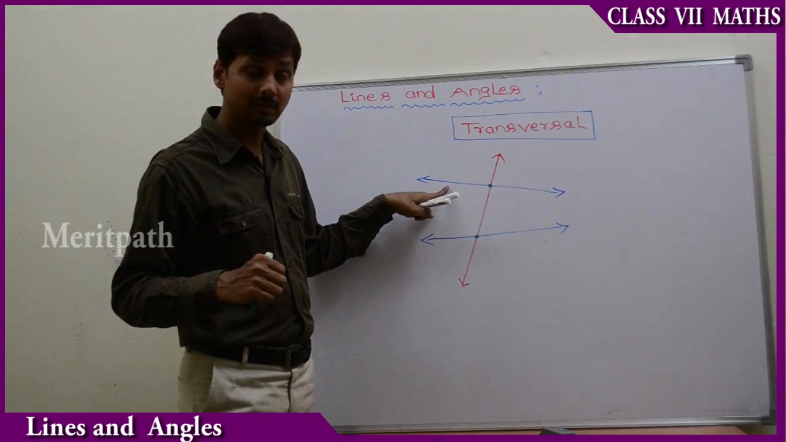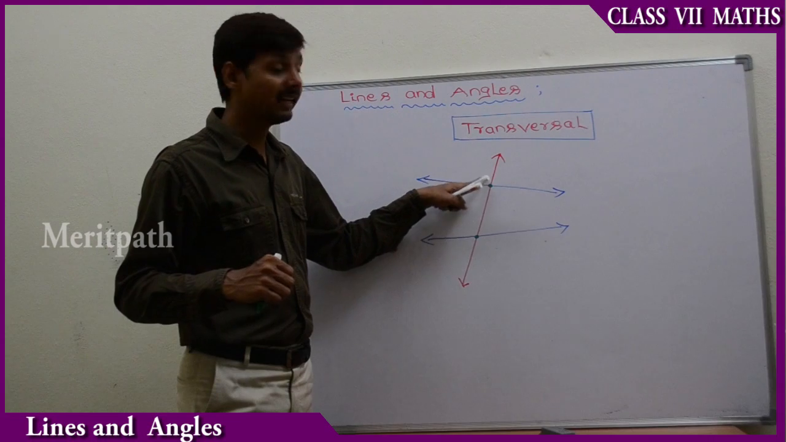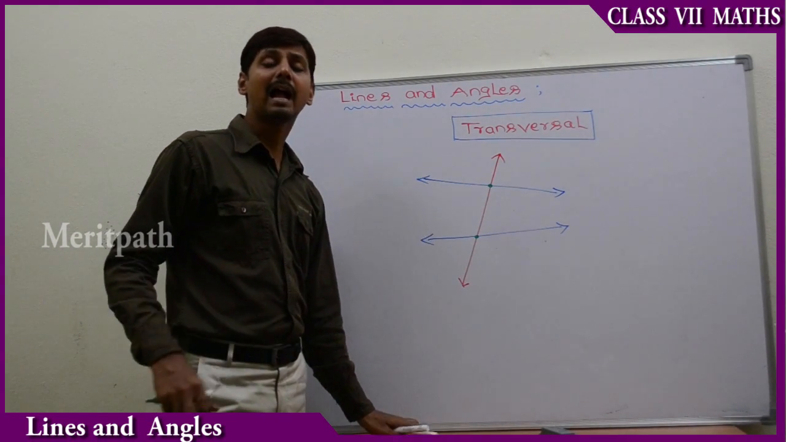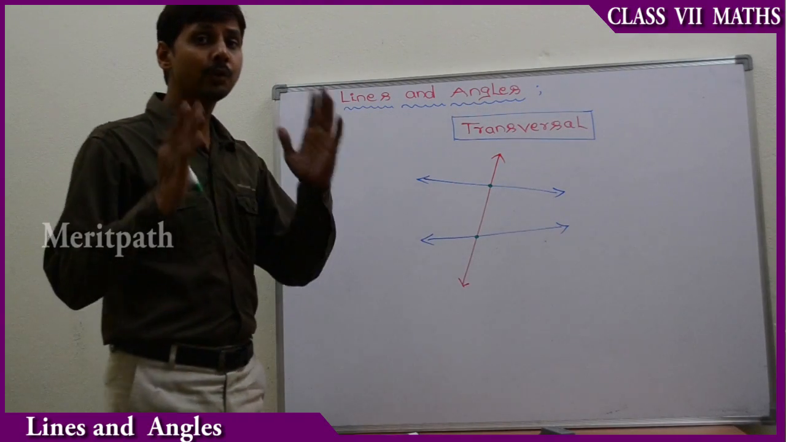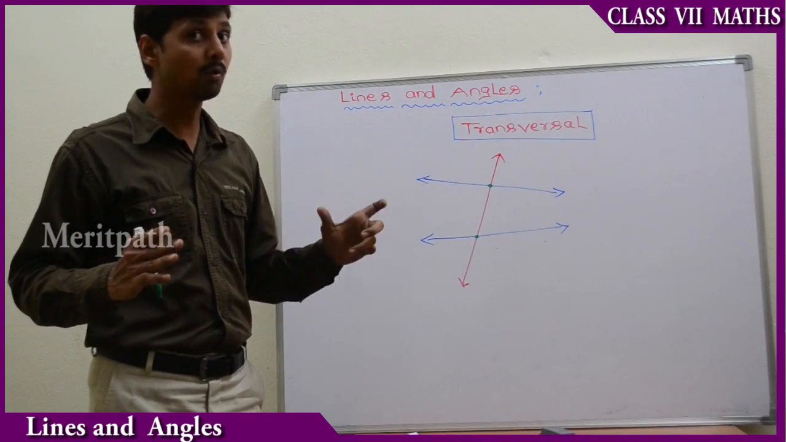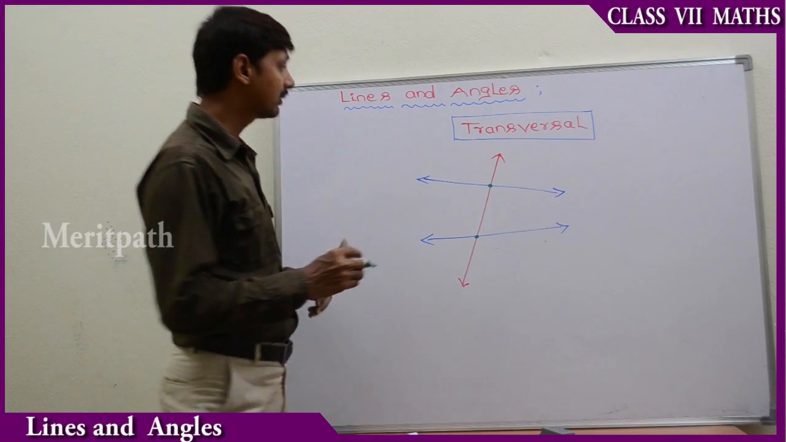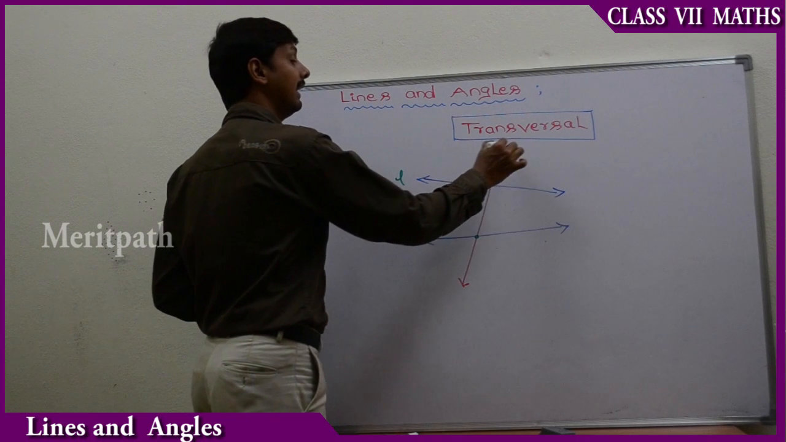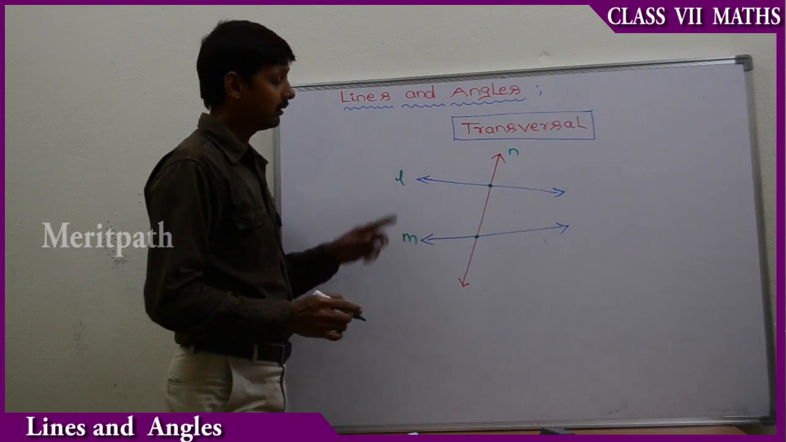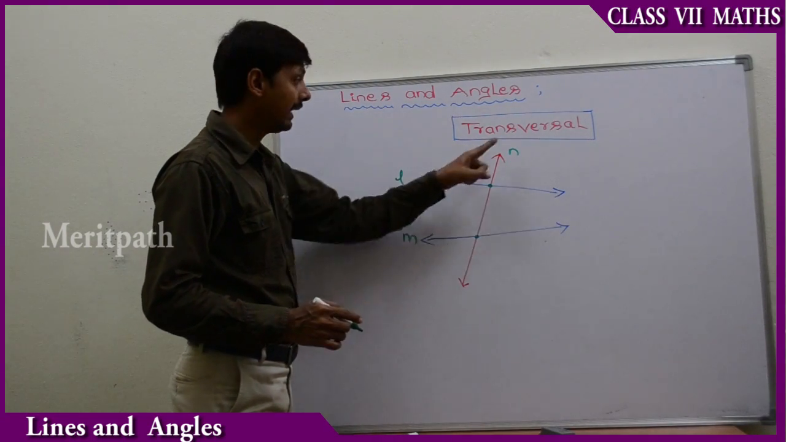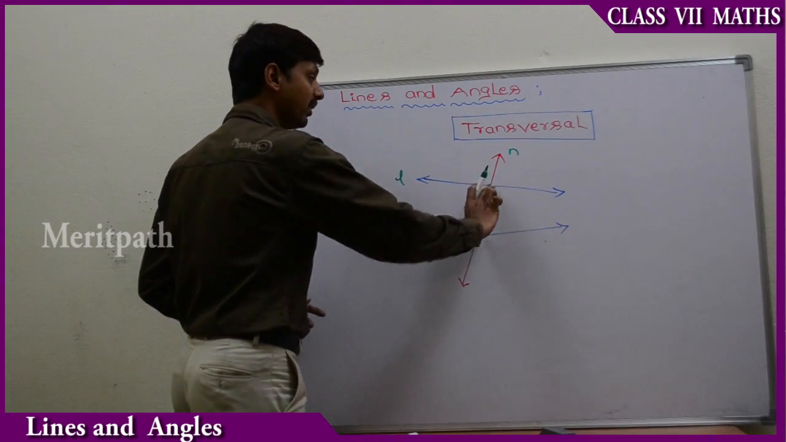Here we have two lines. These two lines are intersecting and four angles will be formed. Similarly here, four angles will be formed, and the two lines are intersected by another line at two distinct points, and this is called a transversal. Let's name the lines L and M, and L and M are intersected by the transversal line N at two distinct points.